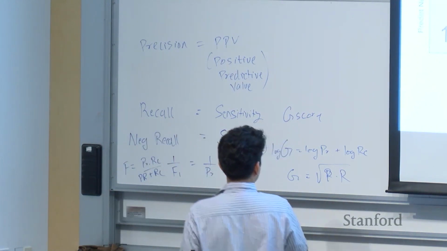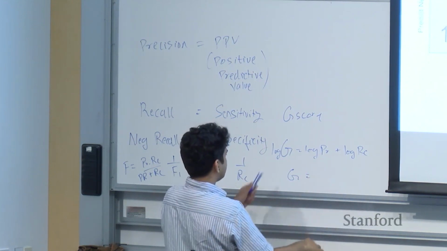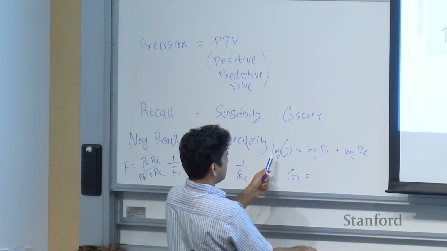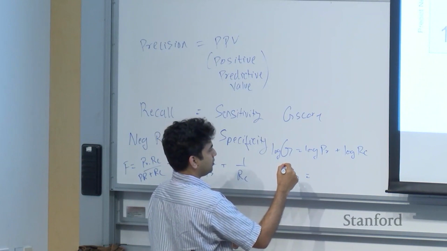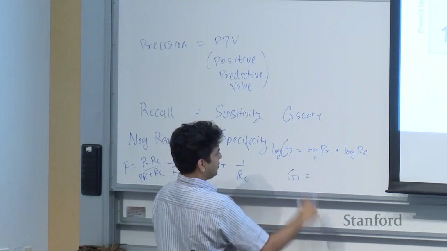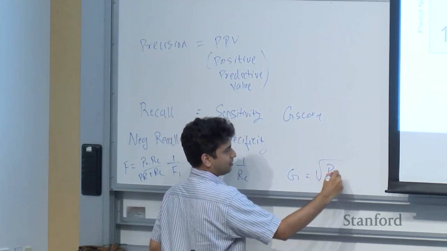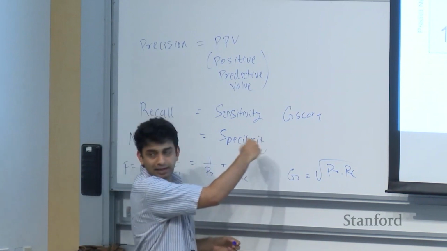Oh, sorry. No, it's not square root, obviously. So ignore this. G is actually the geometric mean. I guess I missed a half over there.